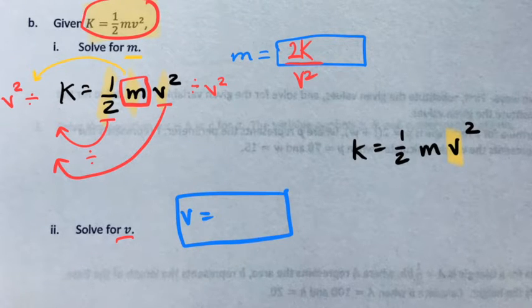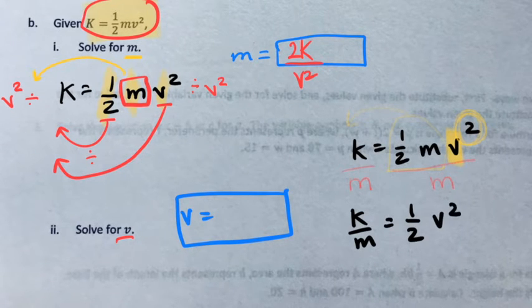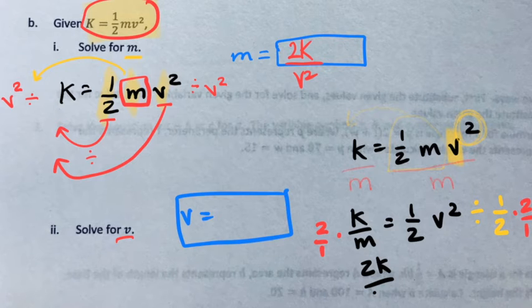Okay, so in this case, I have my v that I want to keep by itself. But I also notice that I have this exponent. So I'm going to deal with that exponent last. I'm going to move everything that's on the left of the v to the other side by doing the opposite. So let's go ahead and divide each side by m. Now I'm going to divide each side by 1/2, or multiply by its reciprocal, which is the same thing.